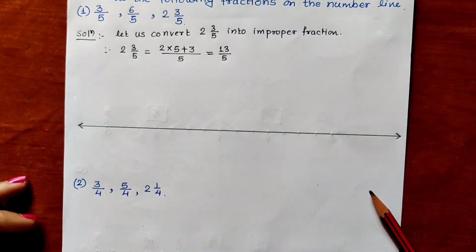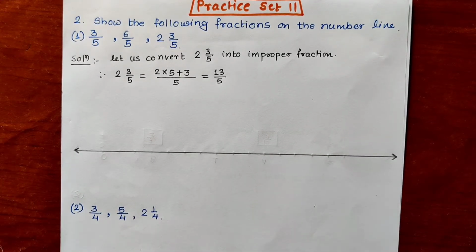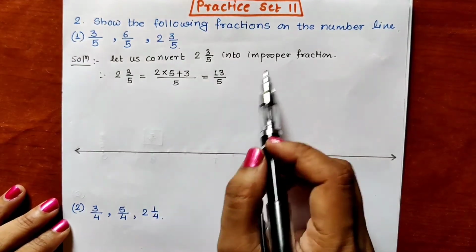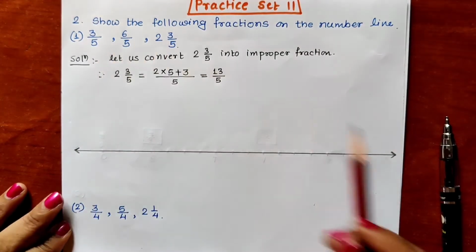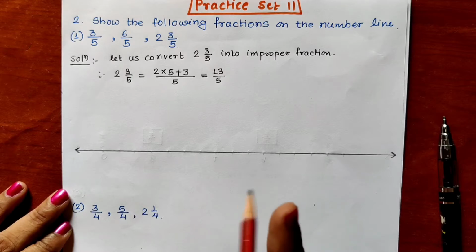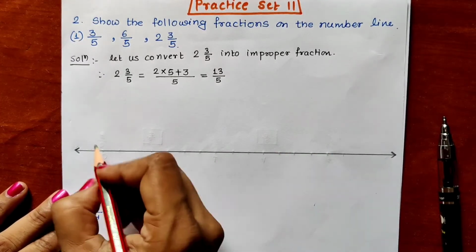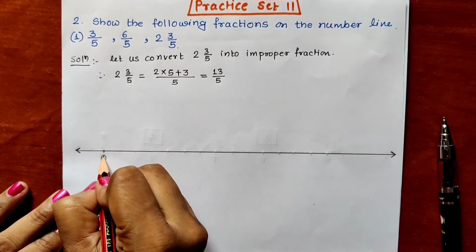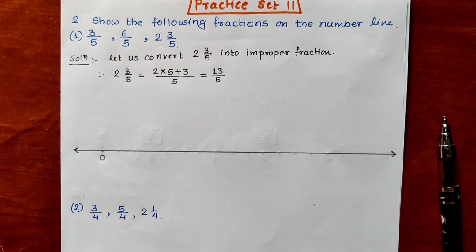Now let us show this on the number line. Okay. Let us show these numbers on the number line. We have converted this mixed number into an improper fraction. Now 5 is there in the denominator. So that means 0 to 1, this 1 unit should be divided into 5 equal parts. Okay. So if I take here 0, then till 1 we have to make 5 equal parts. So let us use our ruler.